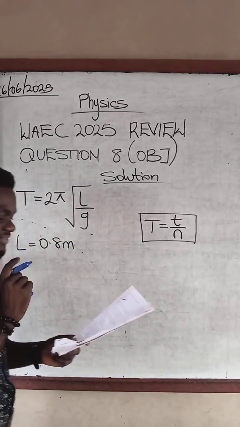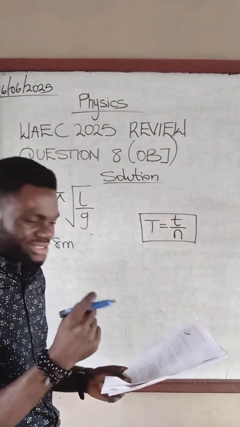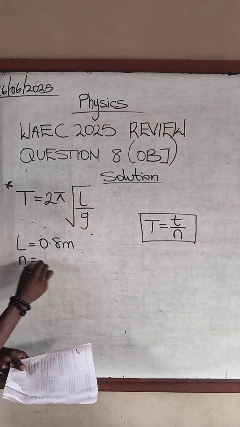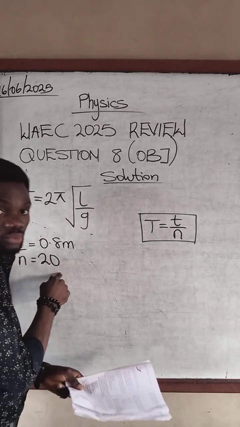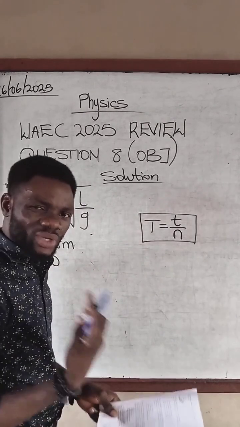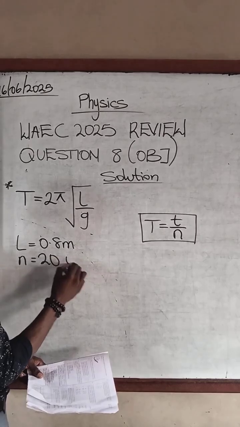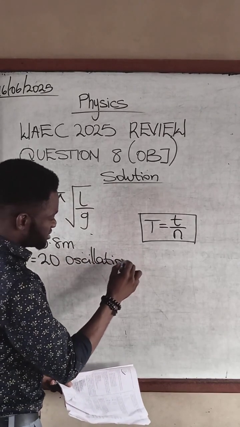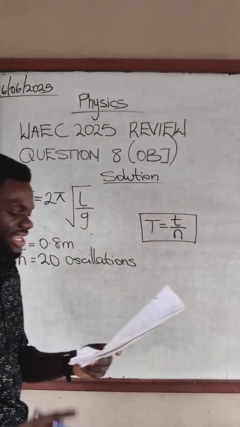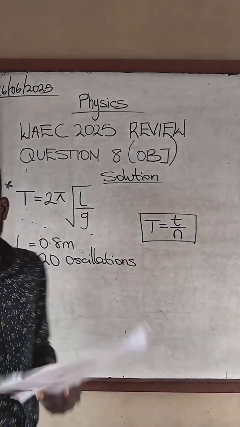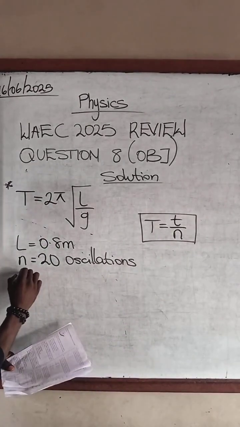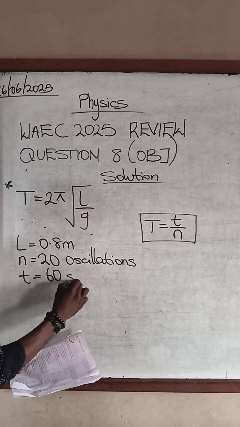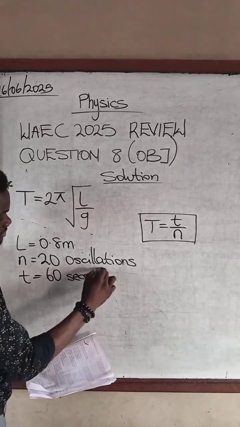If the pendulum completes 20 oscillations in 60 seconds, 20 oscillations means N. It completed 20 full cycles. It went to and fro 20 times. That will give us 20 oscillations. Then the next one says in 60 seconds. These 20 oscillations were carried out in 60 seconds. That is the time t, 60 seconds.